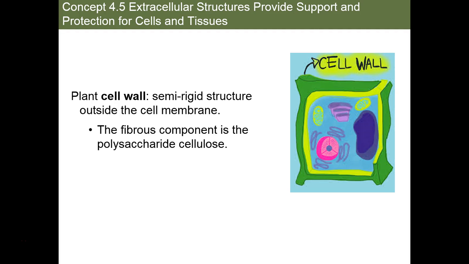Before we get into cell junctions, we are going to focus real quickly on plant cell walls. We as animals obviously do not have this unique structure in our cells. Plant cell walls are semi-rigid structures. They are found outside the cell membrane. Cell walls are made of the polysaccharide cellulose.